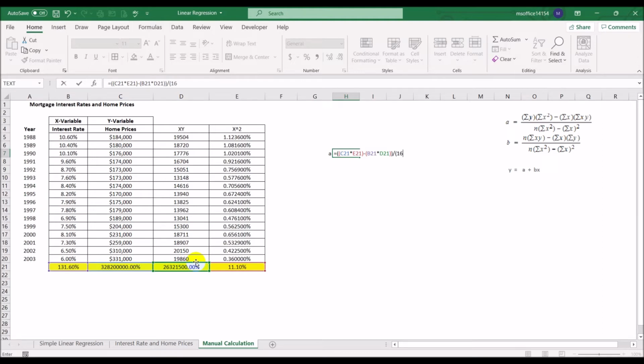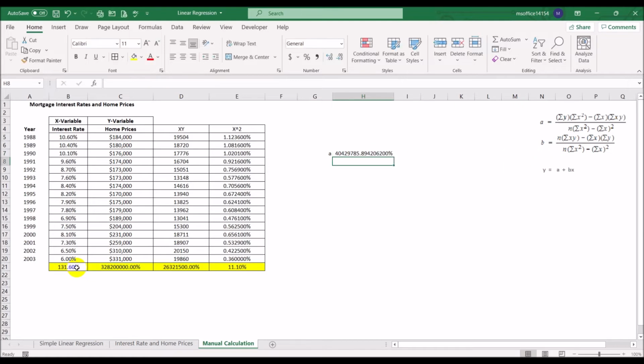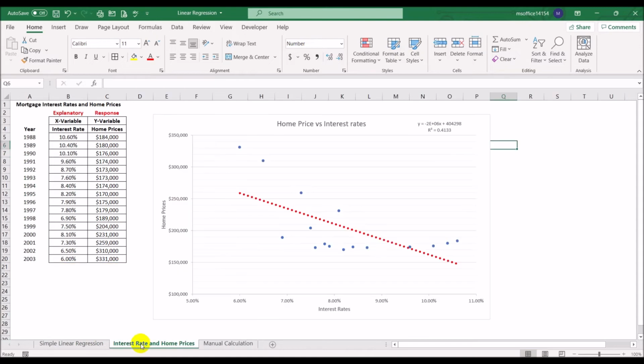16 into summation x squared, minus summation x whole squared, minus summation x into summation x. Enter. Let's reduce the number of decimals and make this a number. So we've got 404,297.86, and that's exactly what we got through that cell.